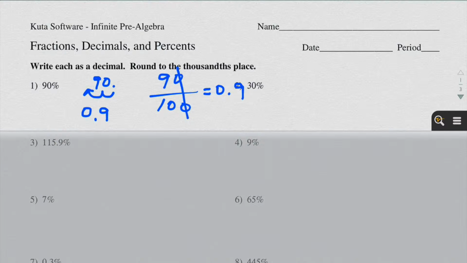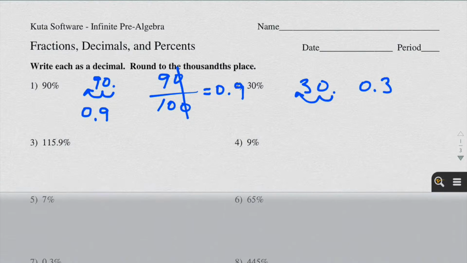You can also do it the fraction way, like I did on the right side of the problem, and convert it into a decimal that way. So let's jump to number 2, 30%. So we're going to go right to 30, the decimal's here, and move that over 1, 2, and we end up with 0.3. Number 3, 115.9, move the decimal over 1, 2, we end up getting 1.159.